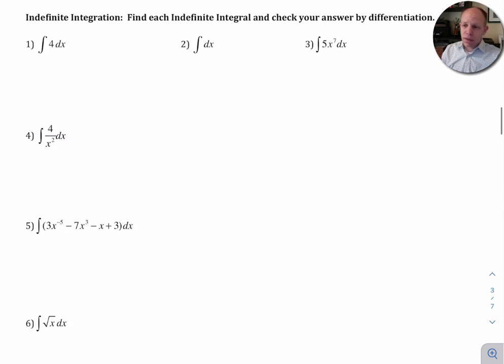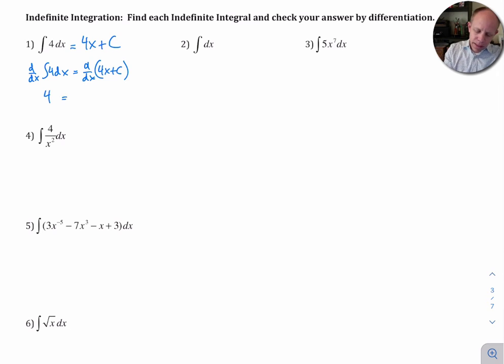All right, so let's go ahead and give this some practice here. The antiderivative of 4 dx, that one's just going to be 4x plus c. Now, if you want to check your answer by differentiation, we could differentiate both sides of this and see what happens. The derivative of the integral undoes itself, and we're left with 4. And then the derivative of 4x plus c should equal 4, and it does. So that checks there.